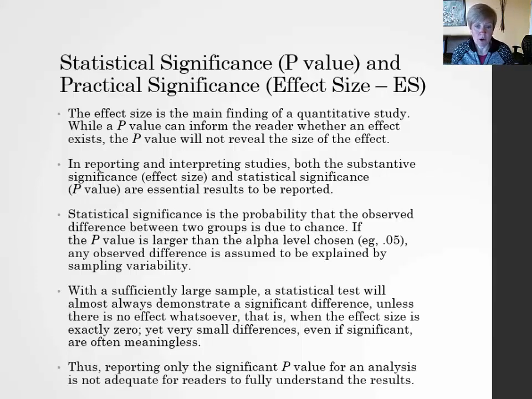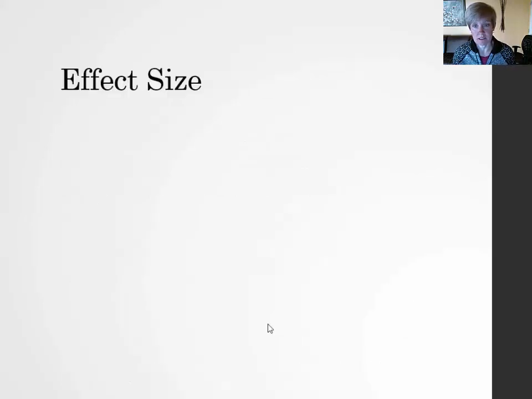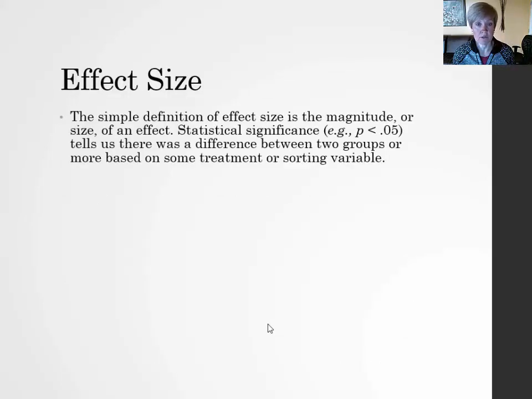And thus reporting only the significant p-value for an analysis is not adequate for readers to fully understand the results. So when you're conducting educational research and when you're reading a study, you really want to look for the effect size, because that'll help you with the interpretation of the results, and it should be part of the results section and then discussed later on in the discussion or the conclusion of the article.